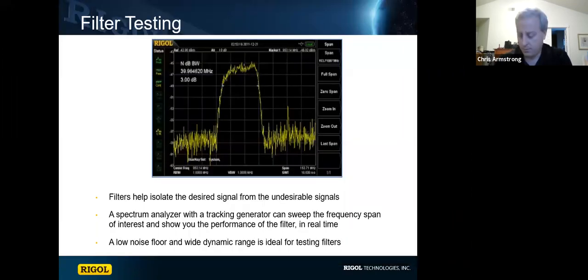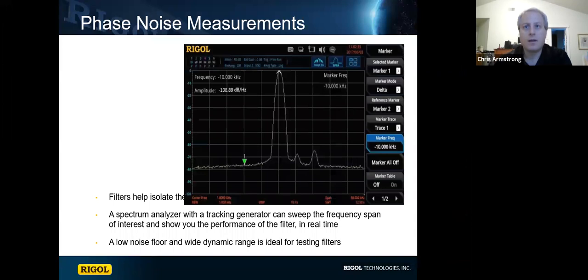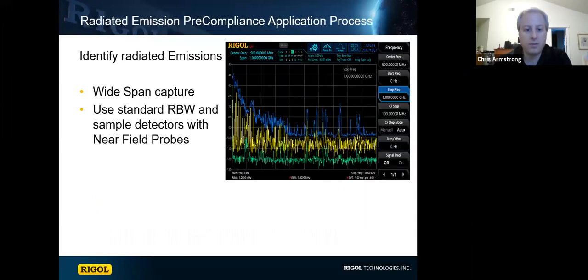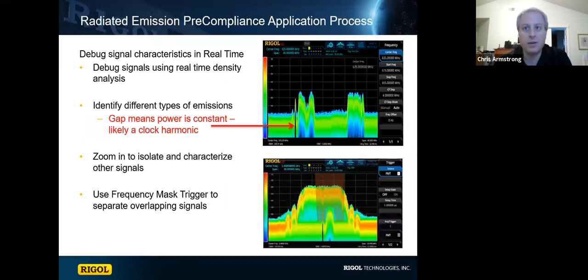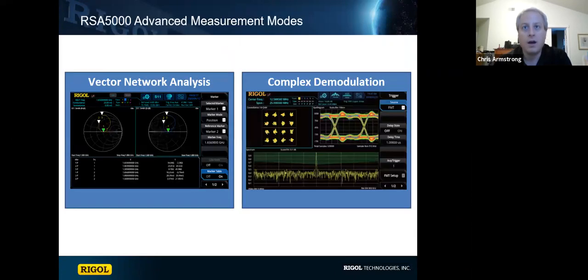All right, I'll skip over some of this for a little while, and we can come back and talk about EMI if we want later. But while we're on the subject, let's hit a few of the advanced measurement modes, especially the vector network analysis, which is available on both the 3000 and the 5000, and then the Demod, which is on the 5000 series.